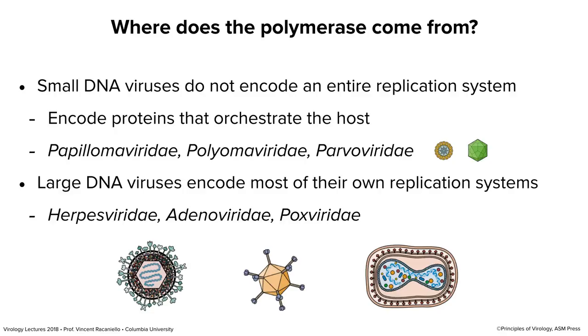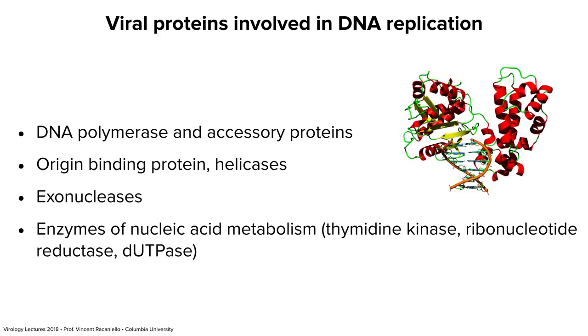As I said, large DNA viruses encode a good amount of their replication system. This includes the herpes viruses, the adenoviruses, the pox viruses. We'll talk about them today. And of course, the simpler viruses include the papilloma, polyoma, and parvoviruses. We'll talk about two of those today.